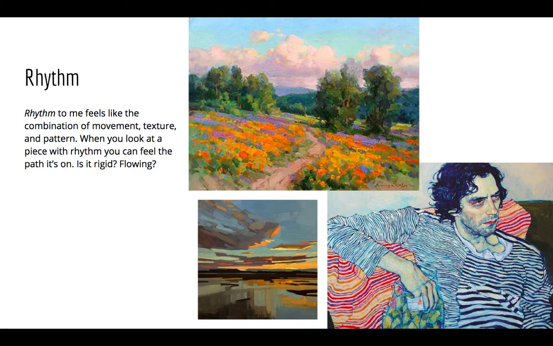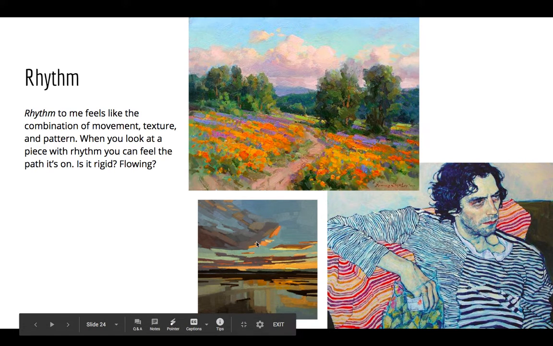Anyway, we get kind of a feeling. Is it rigid? Is it flowy? What's the rhythm of the piece? So here we get a rhythm happening from the flowers in this landscape, kind of drawing us around here. Bit of a flowy rhythm. This one feels a little bit more choppy in the way that it's painted. And this one feels a little bit chaotic because there's so many lines happening.